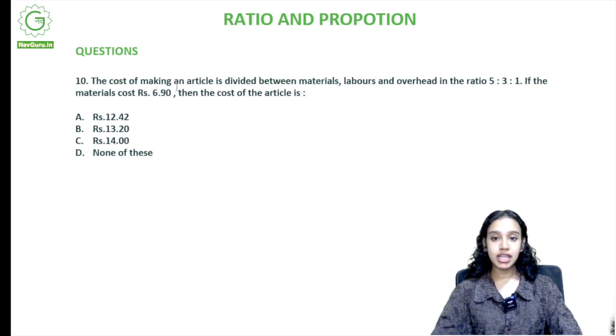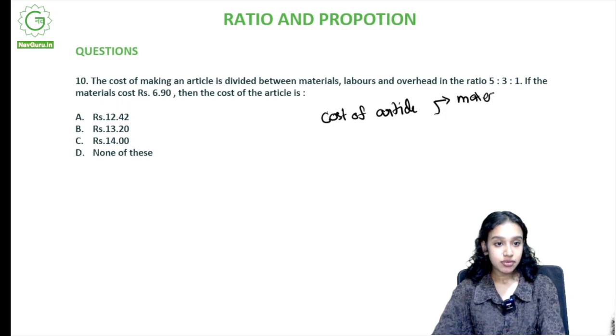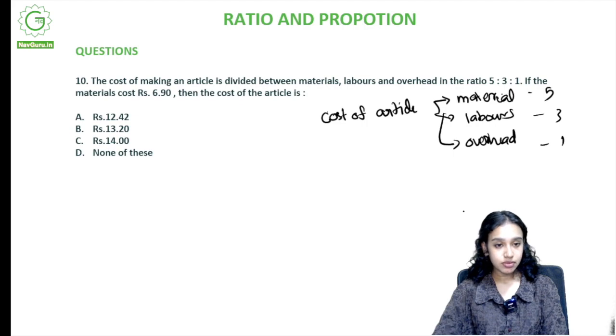Now the cost of making an article is divided between materials, labors and overhead in the ratio 5:3:1. If the material costs 6.90, then the cost of the article is... So basically the cost of the article is divided between materials, labors and overhead in the ratio 5:3:1, right? If the material cost is 6.90, then the cost of the article, we have to compute this.